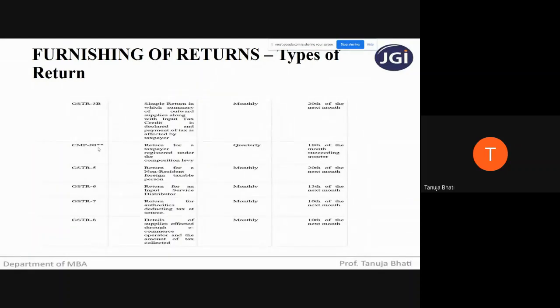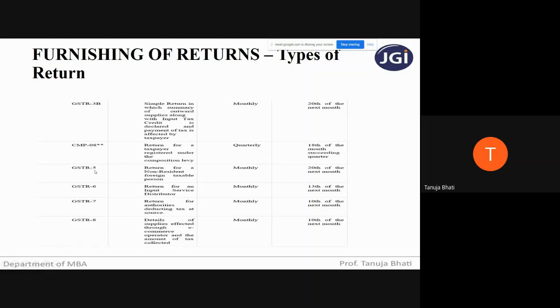It has to be filed quarterly, students, not monthly. Whoever has opted for composition levy has to file GSTR 4, which is now substituted by CMP 08. They have to file it quarterly, and the due date to file this return is 18th of the month succeeding the quarter. So when the quarter completes, the next month up to 18th, the taxpayer can file this return.